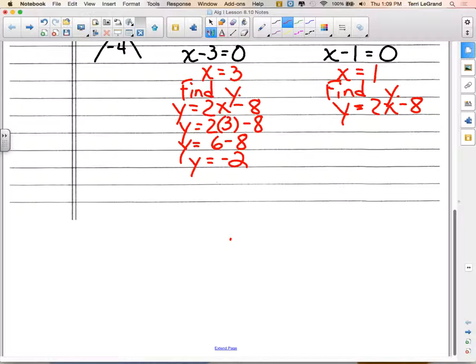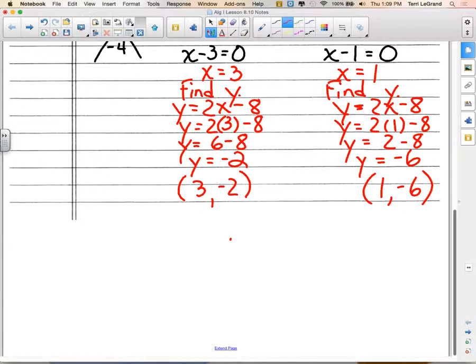Yep. Right? Okay. So now I write this as a what? Ordered pair. It's a point of intersection on the graph. What's the ordered pair name for this one? 3, -2. Okay. That's one of those points that you saw on the graph. The other one, y equals 2 times 1 this time, take away 8. That's -6. And this time, yes, we get -6. 1, -6.